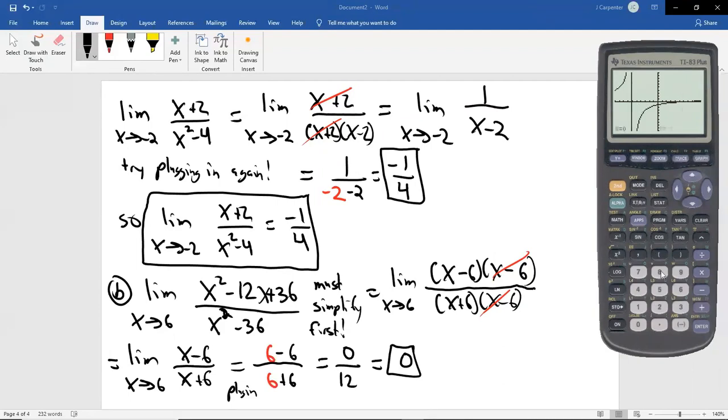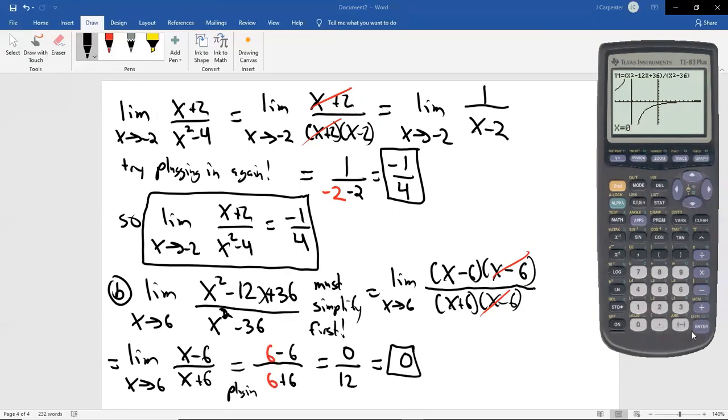So here's that 6. If I hit trace, let's do like 6.0001. That E says this is in scientific notation with the decimal going left 6 times, that's 0.000008. That's pretty much 0. If I were to plug in 5.99, again, 0.0008, negative. So that's also very close to 0, one on negative, one on positive. So that says it should be 0.